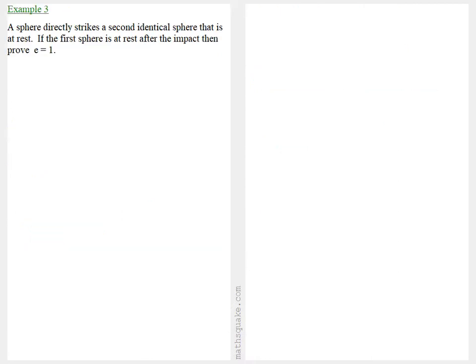Example 3. A sphere directly strikes a second identical sphere that is at rest. If the first sphere is at rest after the impact, then prove e equals 1. Well, to solve this, the first thing to do is draw a diagram. Let the mass of each sphere be m.